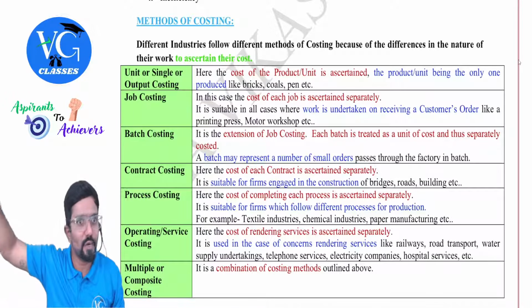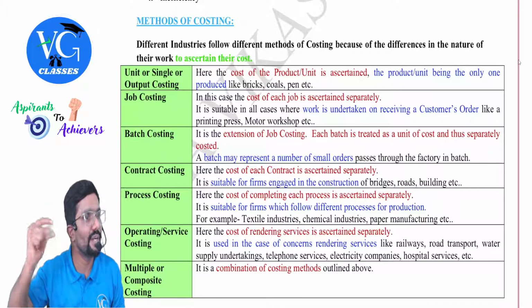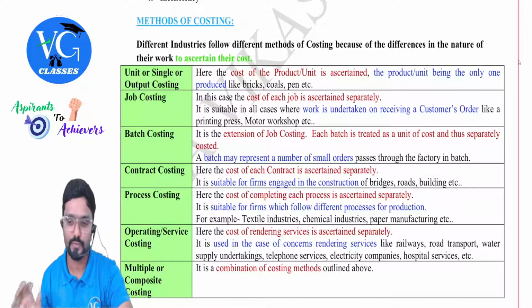First you calculate the total cost of the batch. Then divide the total cost of the batch by the number of units. You will get the cost per unit.